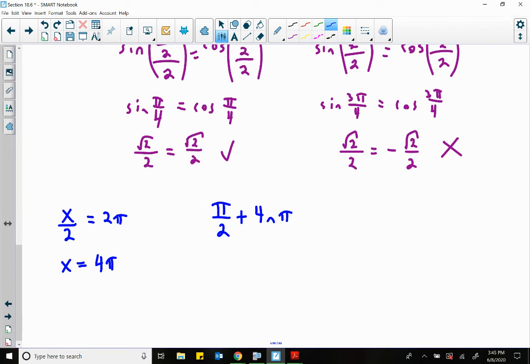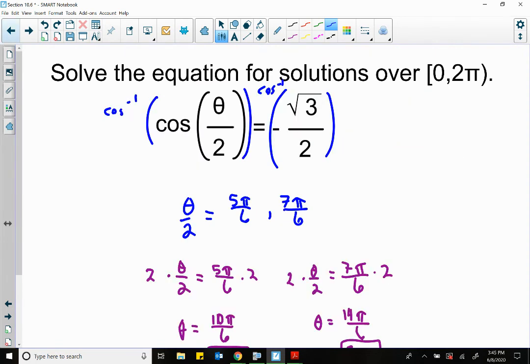Okay? So if I want all the exact solutions for this, it's really going to be pi over 2 plus 4n pi. Over here, if I want all the exact solutions for this, okay, what would that answer look like? Give it a shot. Go.